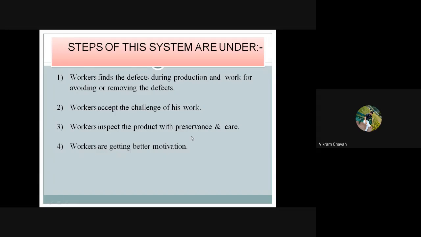Then workers get better motivation. Once we apply this terminology, or quality tool, the workers will get motivated as the reduction in defects goes on increasing day by day. That will be a kind of motivation, and that will impact their salary also.